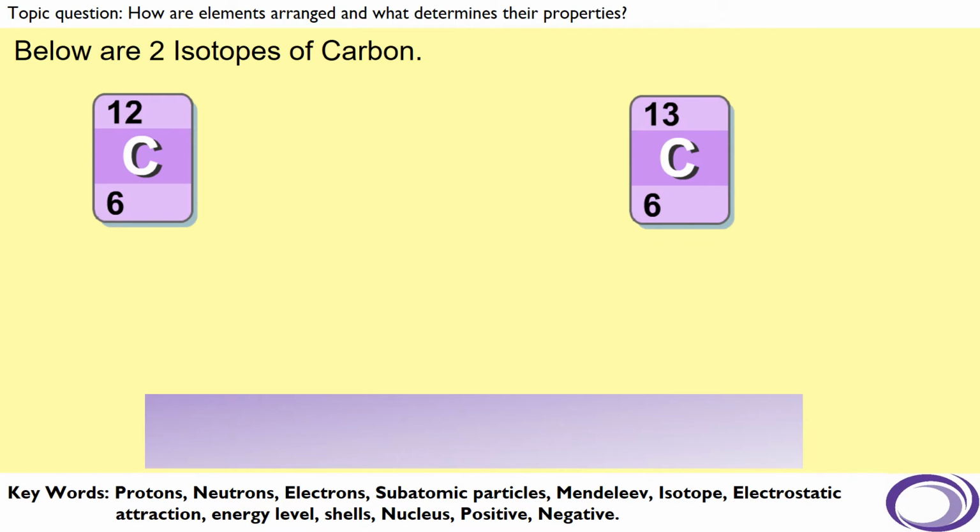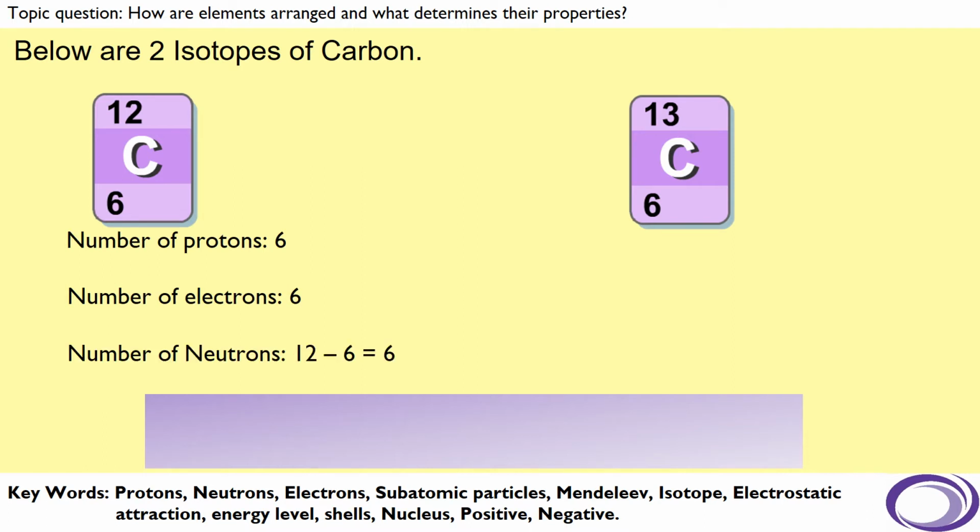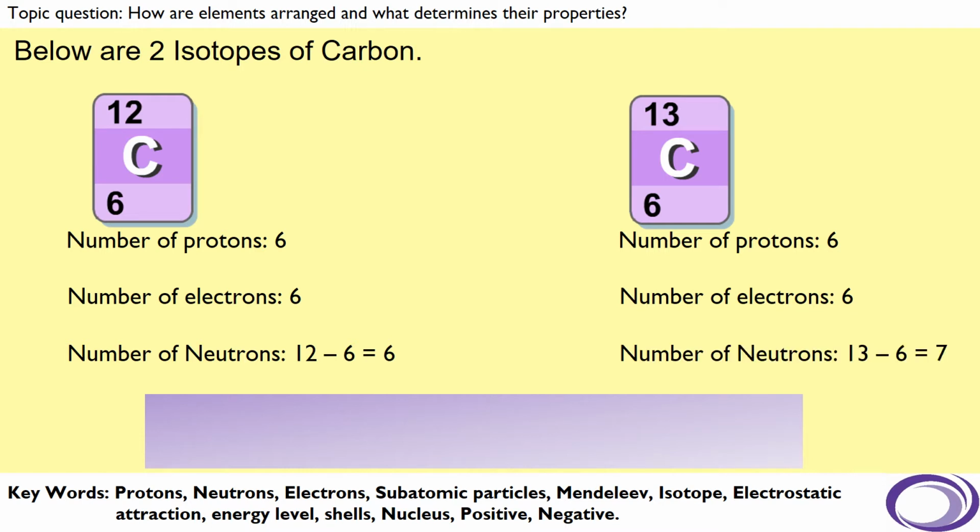Now it's time for us to look at isotopes. Now on the screen there are 2 isotopes of carbon. The easiest way to discover what an isotope is, is to work out how many subatomic particles each of these carbons has. The first carbon, carbon 12, has 6 protons, 6 electrons, and 6 neutrons. Carbon 13 has 6 protons, 6 electrons, but this time it has 7 neutrons.